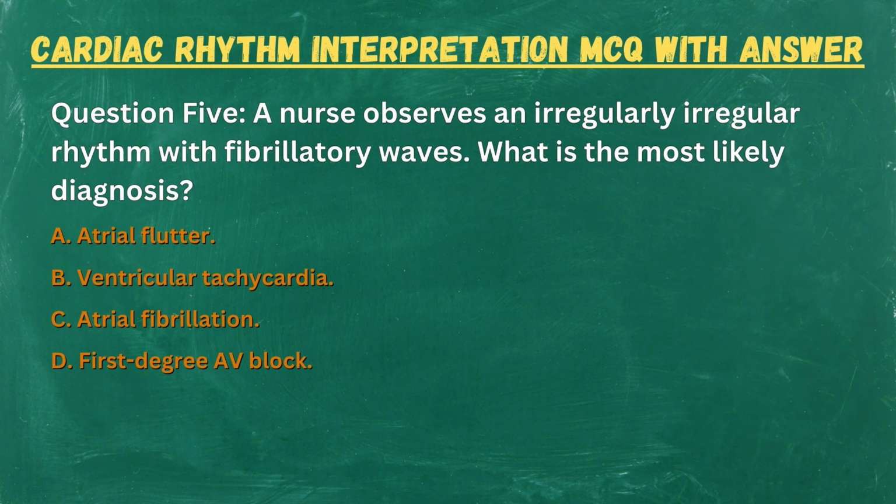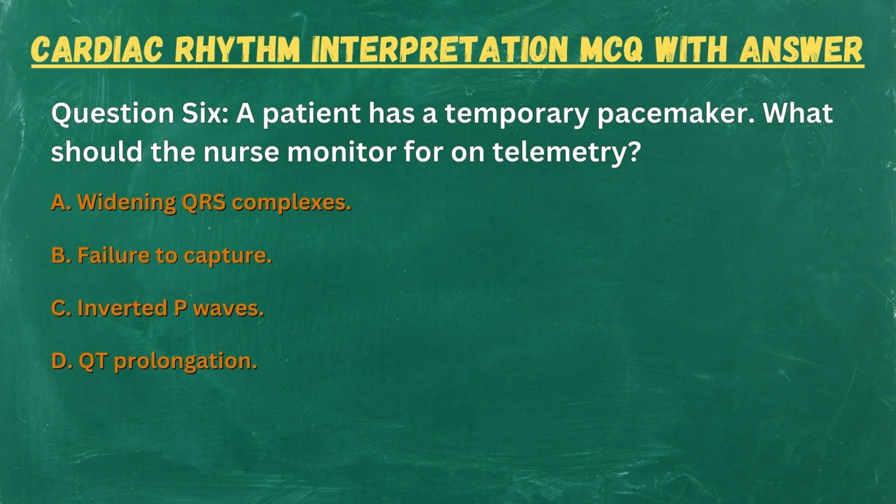Question 5. A nurse observes an irregular rhythm with fibrillatory waves. What is the most likely diagnosis? A. Atrial flutter. B. Ventricular tachycardia. C. Atrial fibrillation. D. First-degree AV block. Answer: C. Atrial fibrillation.